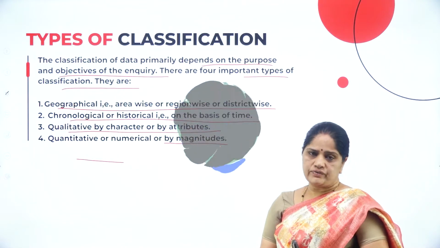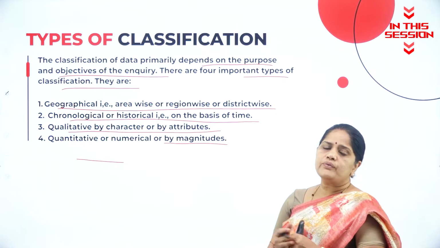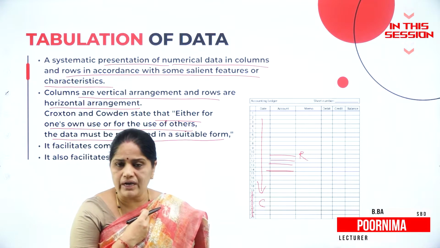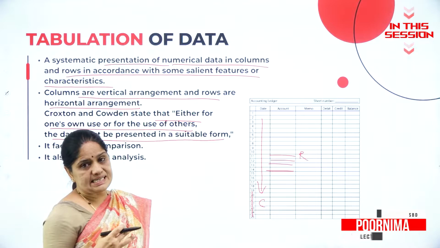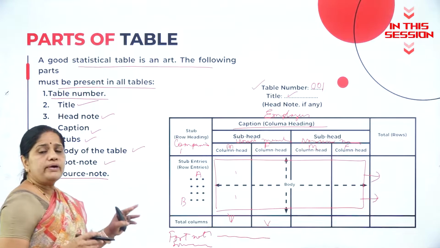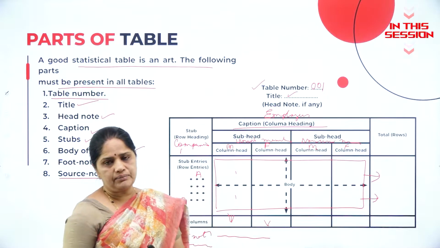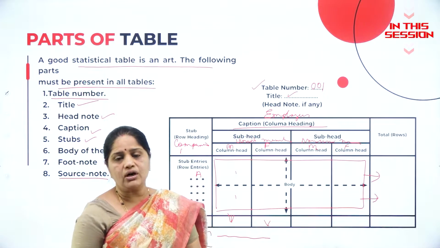There are 4 types of classification of data, and based on any of these 4 types, we can classify the data. Whatever data we are collecting, whether it is for our own use or for the use of somebody else, we have to present it in a table. How do you express the information you have collected in the form of a table? That depends on the creativeness of the collector or the statistician.